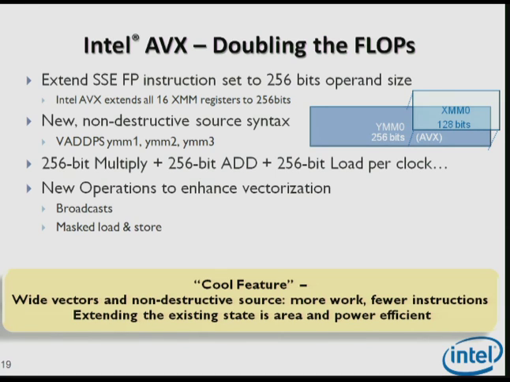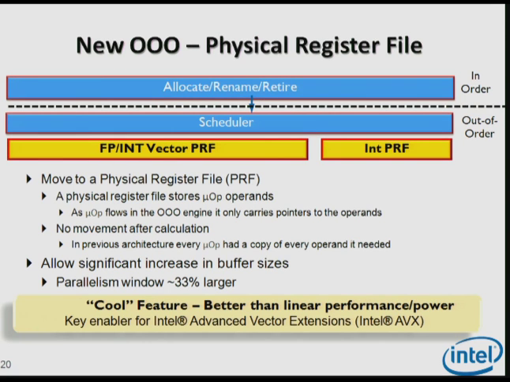And these new operations enhance all kinds of vectorization applications, and we refer to this as a cool feature because of the way it was implemented, and you'll see in the next two foils as well. It was done in such a way that, yes, we had to grow the machine, and we have a lot more power, but it is definitely linear to performance.